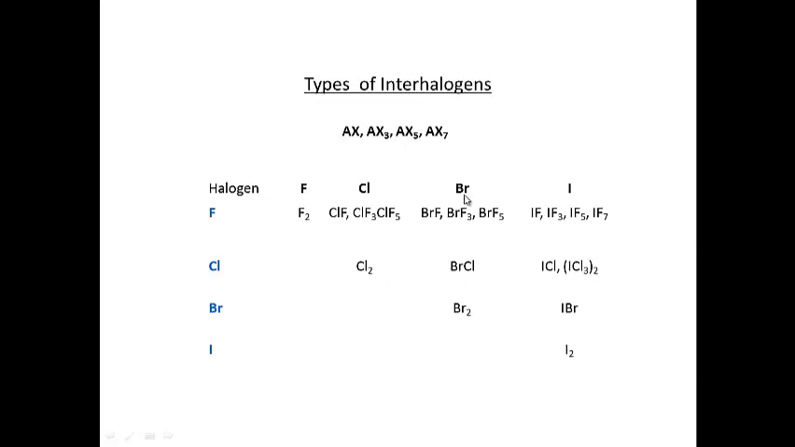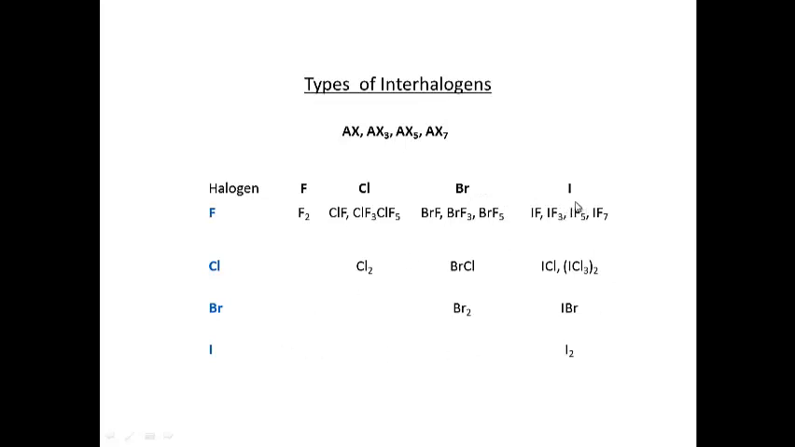Bromine also forms interhalogens with fluorine, chlorine and iodine. Here, when bromine combines with fluorine and chlorine, it is more electropositive than fluorine and chlorine. So it forms BrCl, BrF, BrF3 and BrF5. Compared to iodine, it is less electropositive, or we can say it is more electronegative. So it forms IBr type of compound.